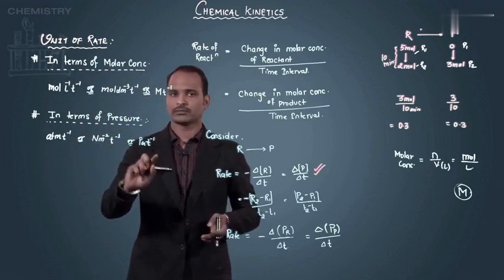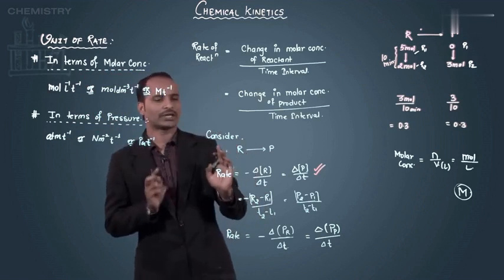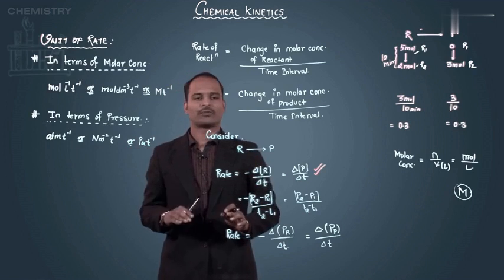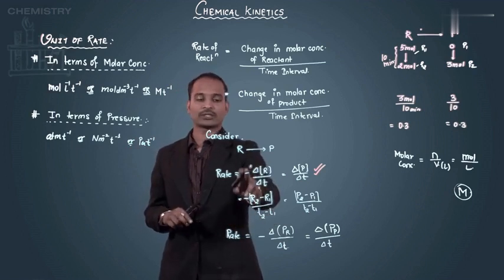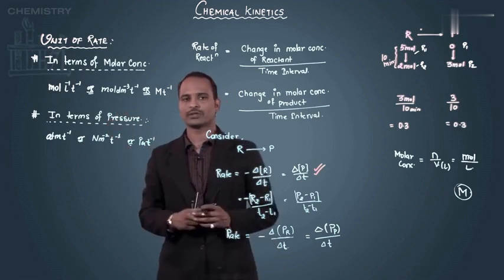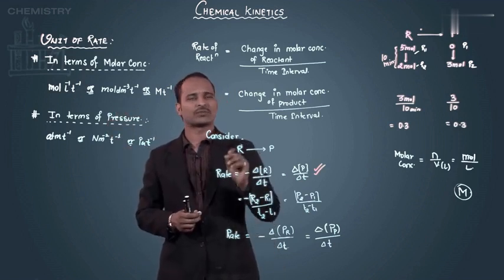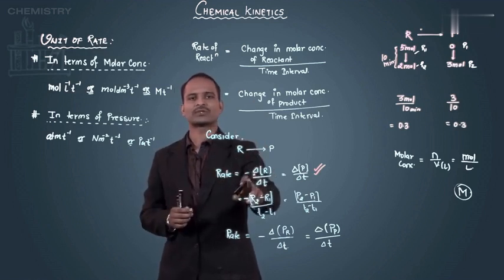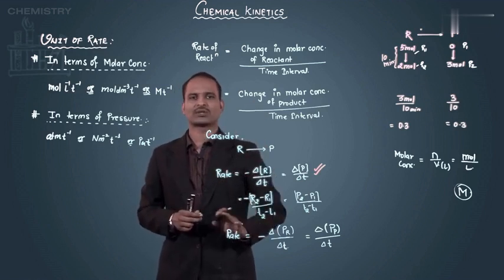Don't write the same. So this is about the rate of reaction, the formula for the rate of reaction and its unit. The formula can be written in terms of reactant concentration as well as in terms of pressure. Similarly, the unit can also be written in terms of concentration as well as pressure. But in this chapter, on the rate of reaction, generally we use the change in terms of concentration. The pressure change is not considered here.